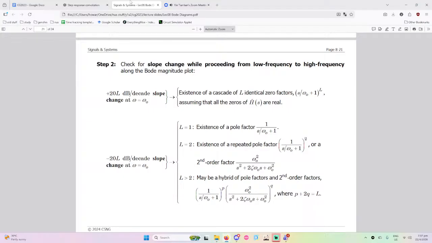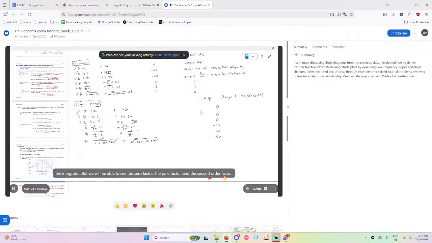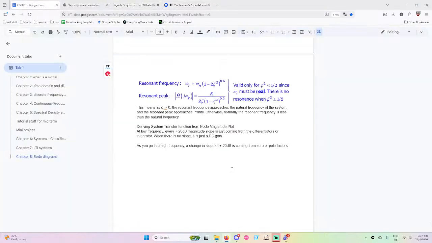So we can see that from the slope change, we will not be able to see the existence of the DC gain. We will not be able to see the existence of the differentiator, and also we will not be able to see the existence of the integrator, but we will be able to see the zero factor, the pole factor, and the second order factor.